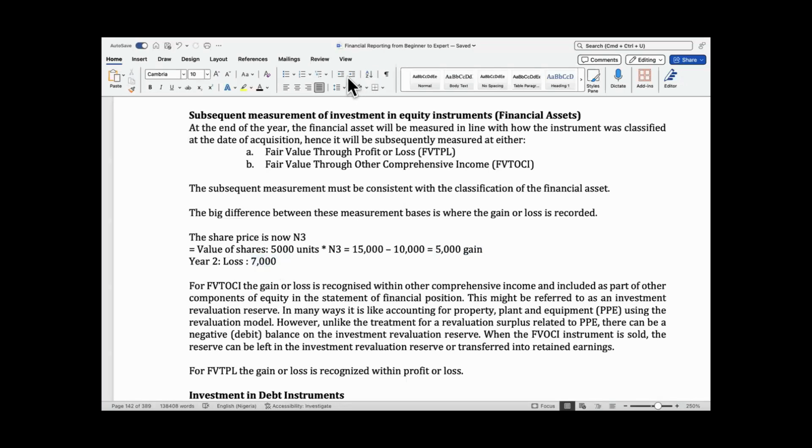My dear student, how do you treat this loss? Anybody? Sorry, it's a loss of 7,000 in year 2. I will just offset it from the 5,000 gain in year 1, and the remaining 2,000 I will take it to P&L.